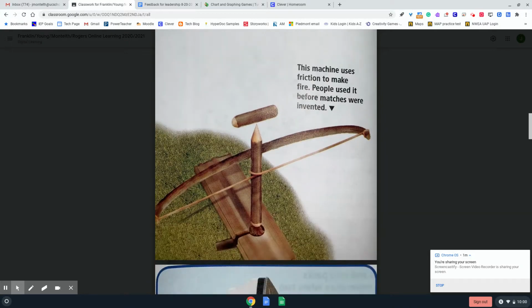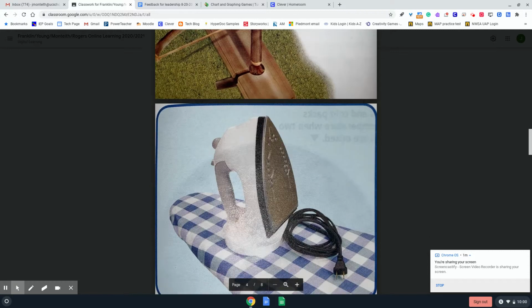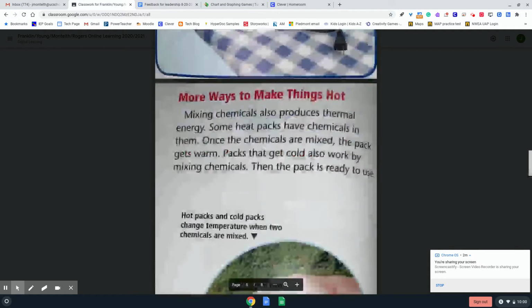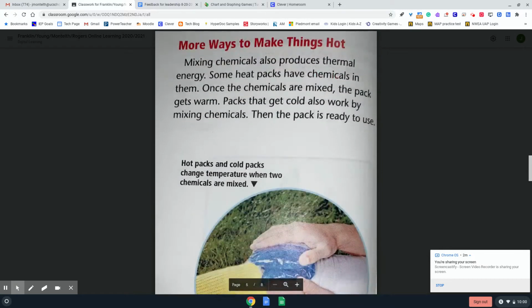It says this machine uses friction to make fire. People used it before matches were invented. I've also seen a lot of people on those Survivor shows try to use things like this. What they do is they rub it really fast and really hard, and the idea is it's supposed to create so much heat that it sparks a fire. Okay, here we have an iron. More ways to make things hot.